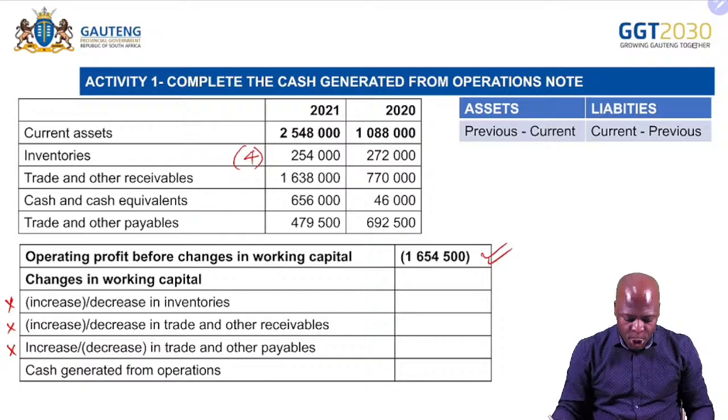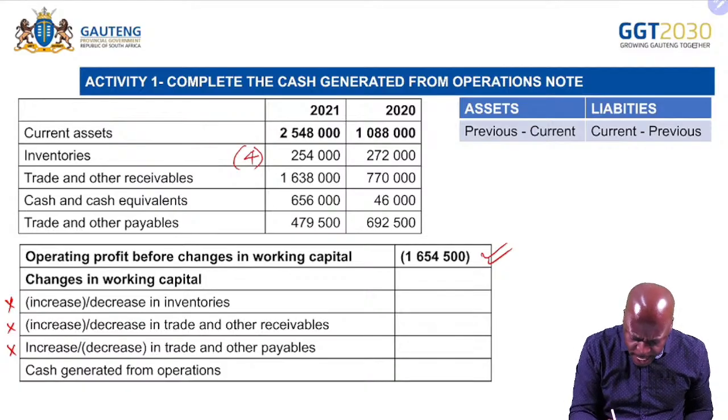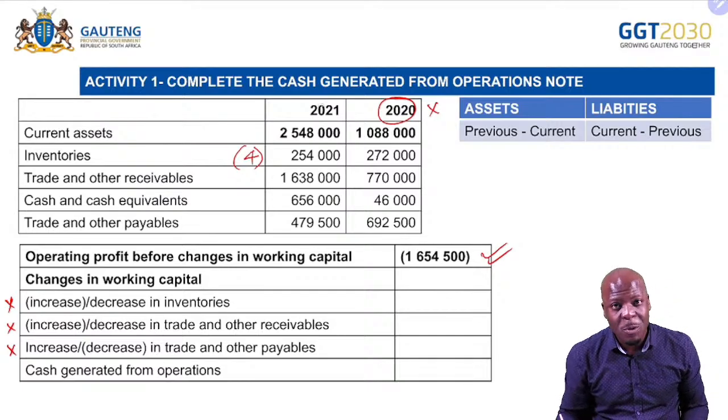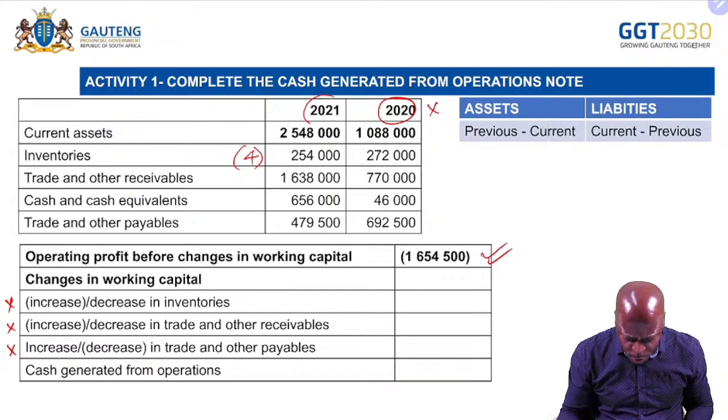Very correct. So you need to look at those things there. Okay. So let's look here. We are given the year 2020 and we're given the year 2021. These are two separate years, 2020 and 2021. If I look at my inventory, what is happening here?